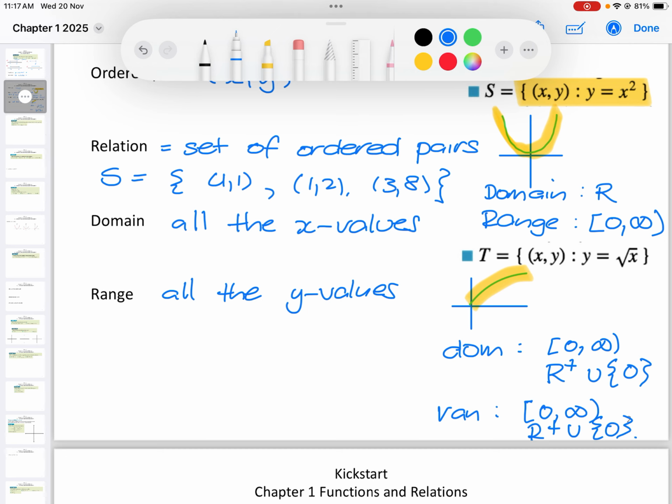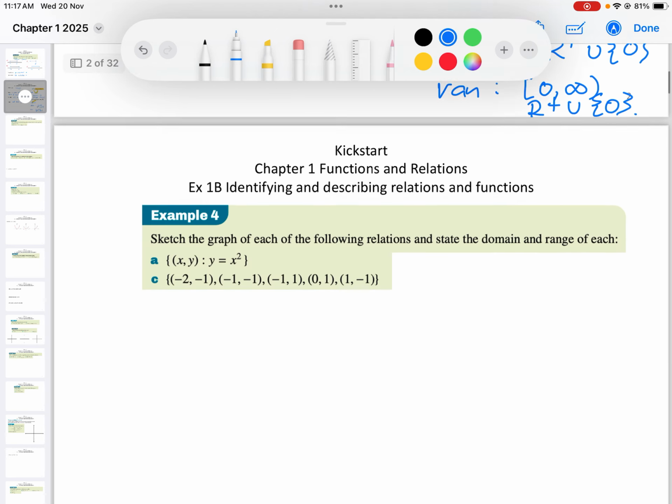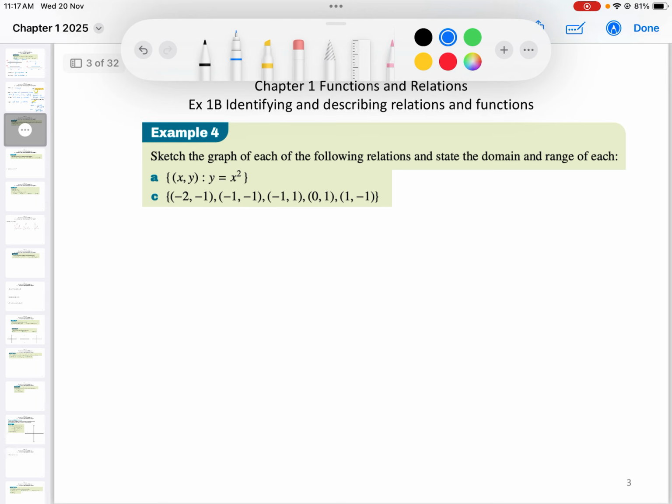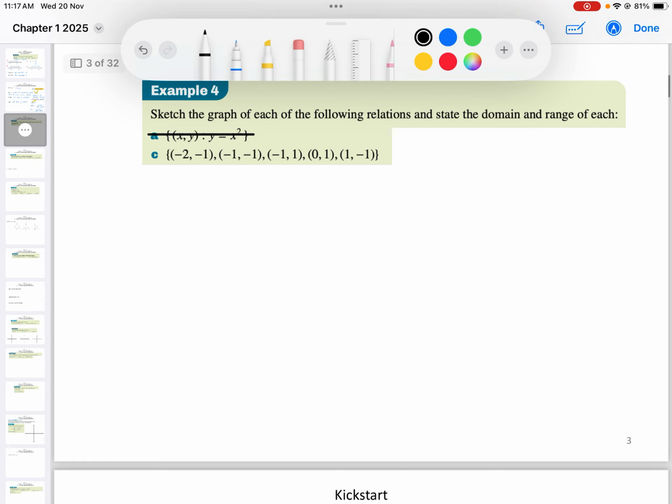So domain and range. So we're going to sketch some graphs here. So actually, we're not, because we just did this one up top. We just did y equals x squared. Just did it there. We're not going to do it again. Sorry about that. So let's look just at C.